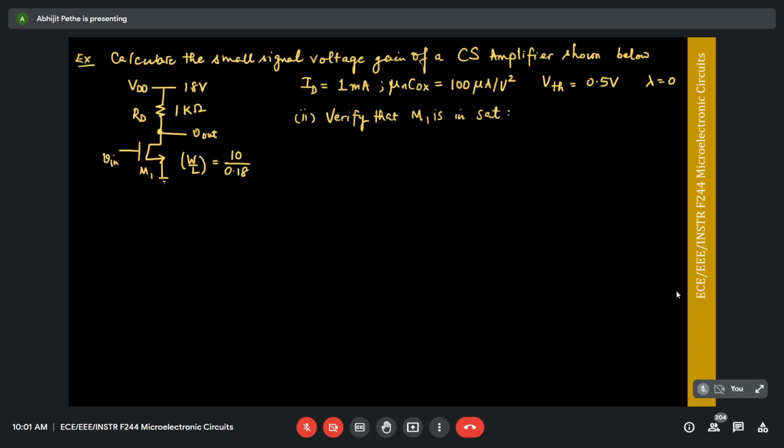So I'll give you a few minutes. Tell me what the small signal voltage gain is, and how did you verify M1 is in saturation? Sure, is the gain minus 3.33? Good.